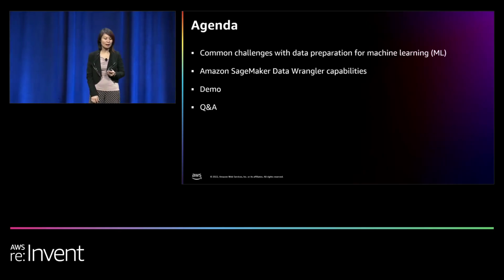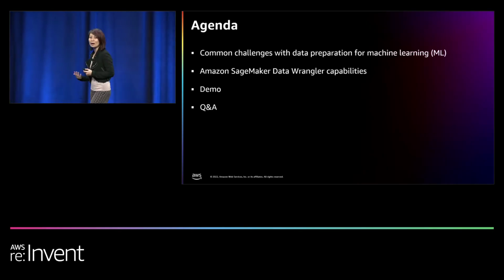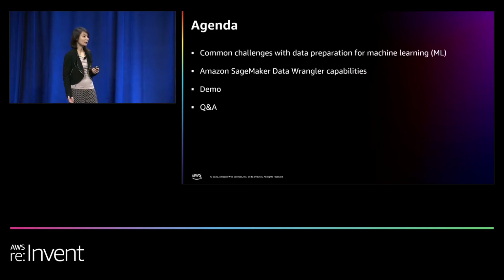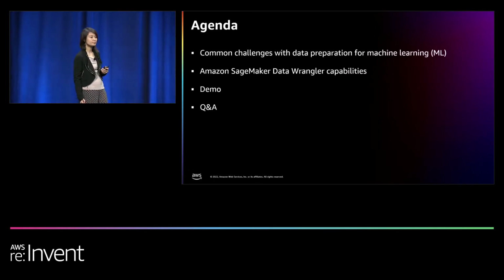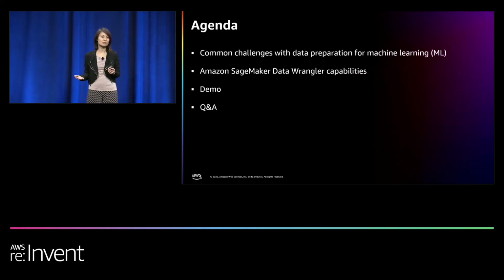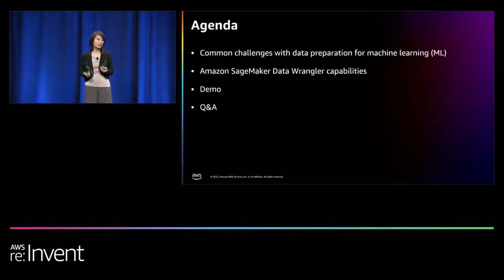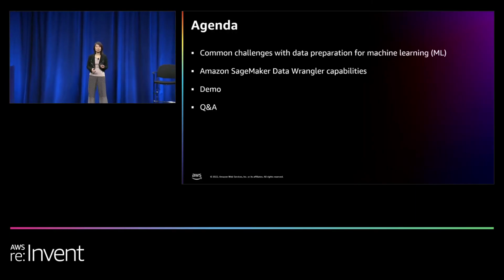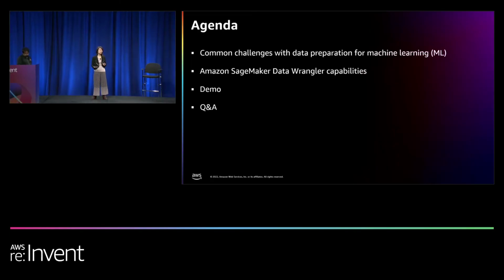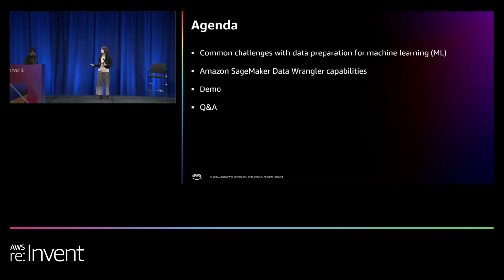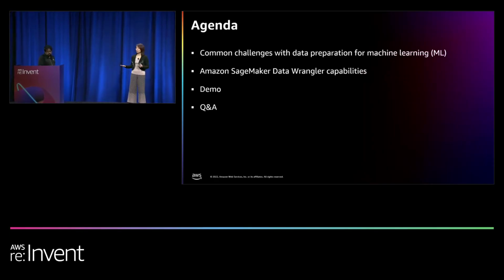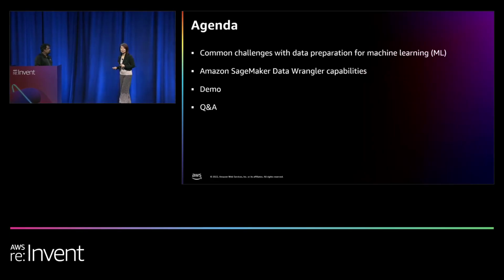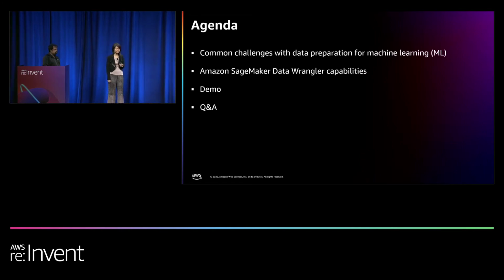We have a very action-packed agenda for you today, starting with why data preparation and the common key challenge with data preparation in machine learning. Then we'll discuss how Amazon SageMaker Data Wrangler is purpose-built to address those key challenges. We'll dive into the key capabilities, as well as the latest launch that will enable you to accelerate data preparation in your organization. Then Arun will demonstrate Data Wrangler capability in action with a real-world use case. Then we'll open it up for Q&A. And we're happy to hang back afterward as well to answer any question that you might still have.